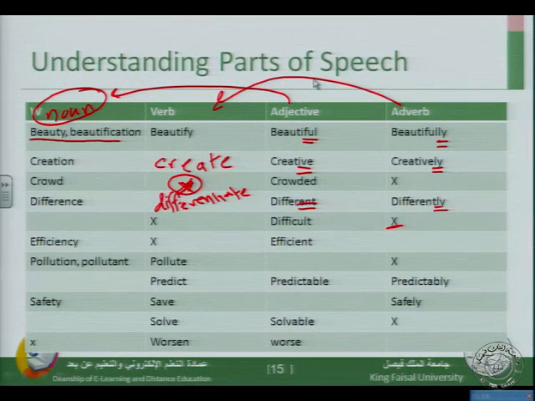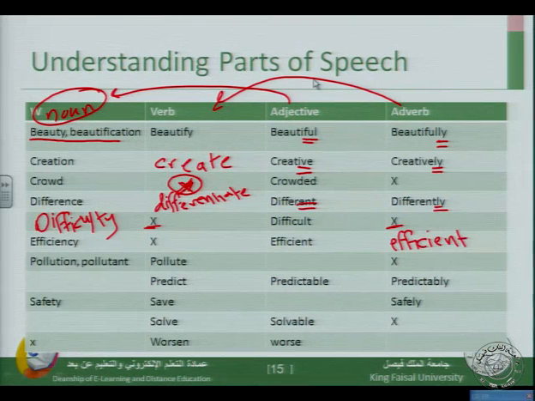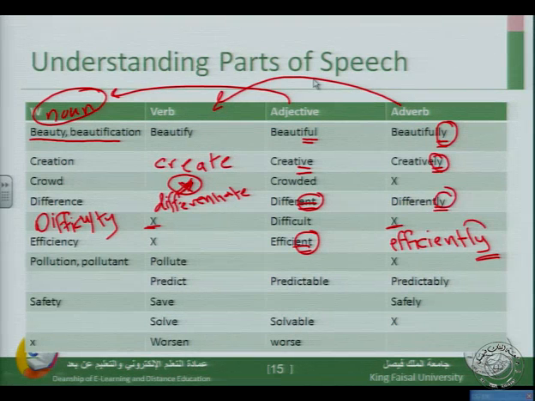Difficult, it doesn't have an adverb. We can say difficultly, or it doesn't have also a verb. What is the noun of difficult? It's difficulty. Efficiency, it doesn't have a verb. Efficient is the adjective, and the adverb is efficiently. We add ly. Efficient. Different. See the suffix right here. Different, efficient. Okay. Beautifully, creatively, differently, efficiently. They end with ly to make an adverb.